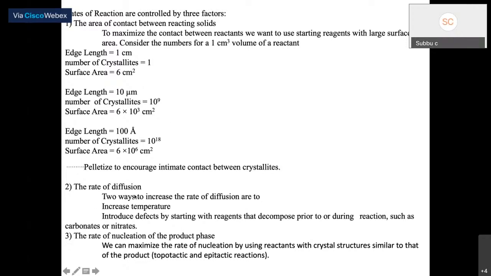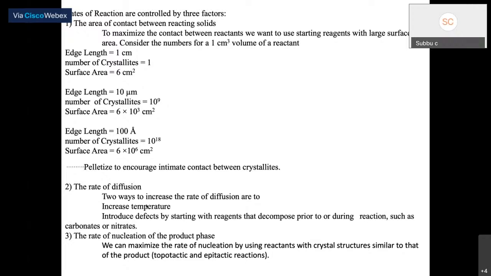Once you make it, you put them in the form of a pellet. You put both of them in a grinder, or a mortar and pestle, and grind as much as possible. Then you pelletize them, and that pellet you can keep in a high temperature furnace. The point all of us understand is that you need to make the crystallite size as small as possible.